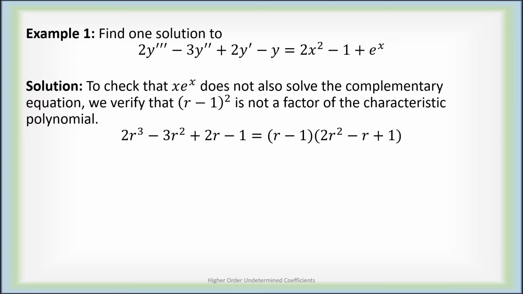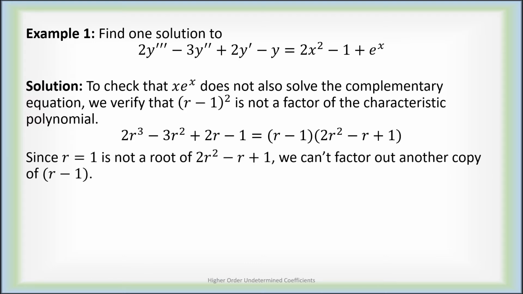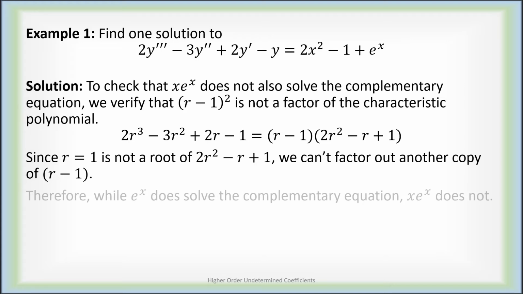And when you do, what's left behind is 2r squared minus r plus 1. That quadratic does not have r minus 1 as a factor because 1 is not a root of it. Meaning, while r minus 1 could be factored out of the characteristic polynomial, r minus 1 squared cannot be. Therefore, e to the x does solve the complementary equation, but x e to the x does not.